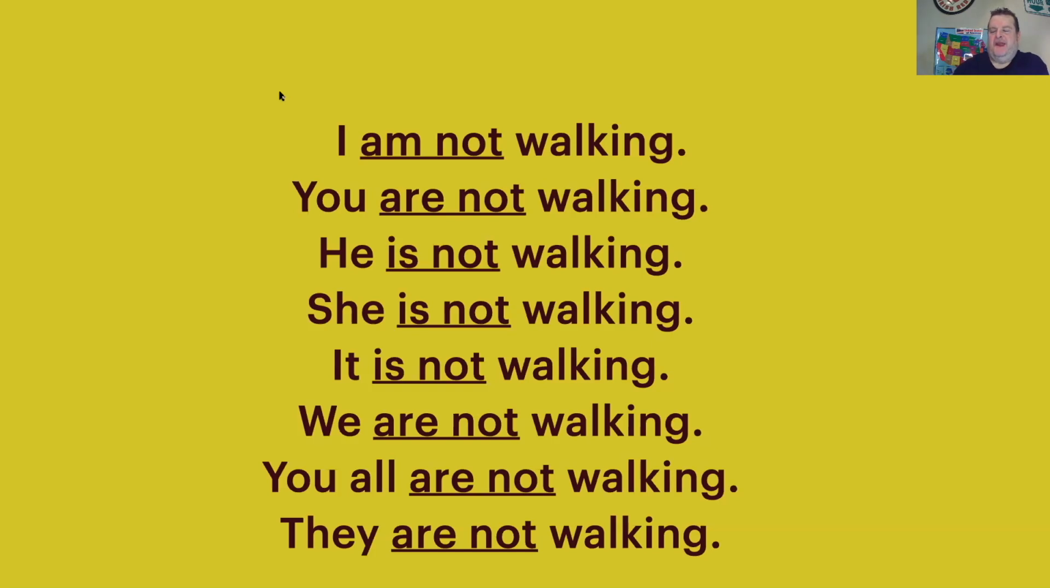You can have an am not, an are not, an is not. And let's run through all these. Repeat after me. I am not walking. You are not walking. He is not walking. She is not walking. It is not walking. We are not walking. You all are not walking. They are not walking. Great.